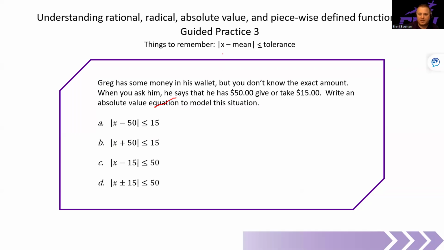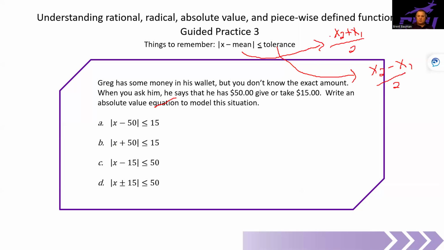I'll use this setup here where it says the absolute value of x minus mean is less than or equal to the tolerance. So if we remember the mean is we're just going to take our values and add them up. X2 plus X1 divided by 2. That's going to give us our mean. The tolerance is very similar. It's going to be X2, but now we're minus X1 divided by 2.